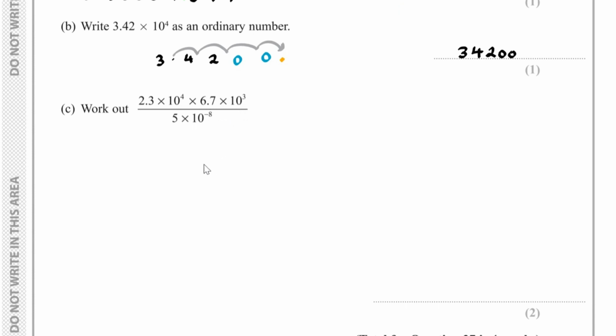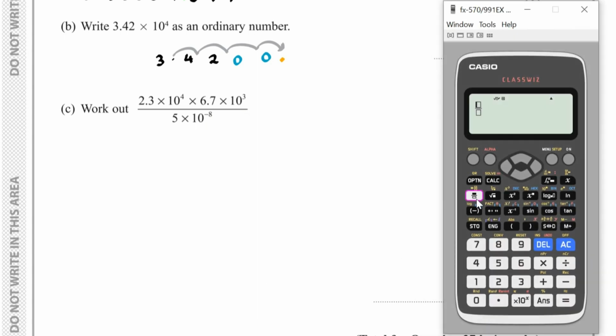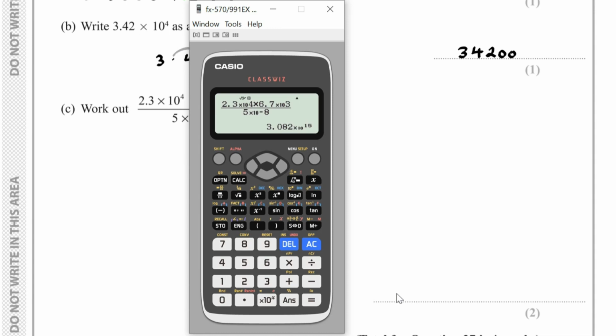Then for part C, we have to work out 2.3 times 10 to the 4 multiplied by 6.7 times 10 to the 3 divided by 5 times 10 to the negative 8. Well, let's type this into our calculator. And it turns out we get a value of 3.082 times 10 to the 15.